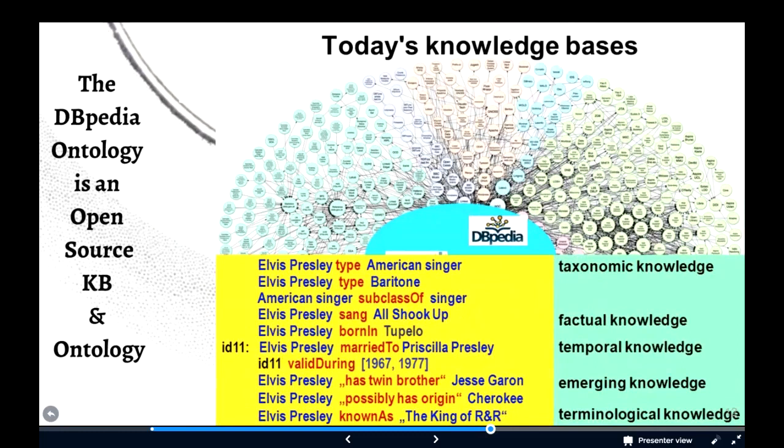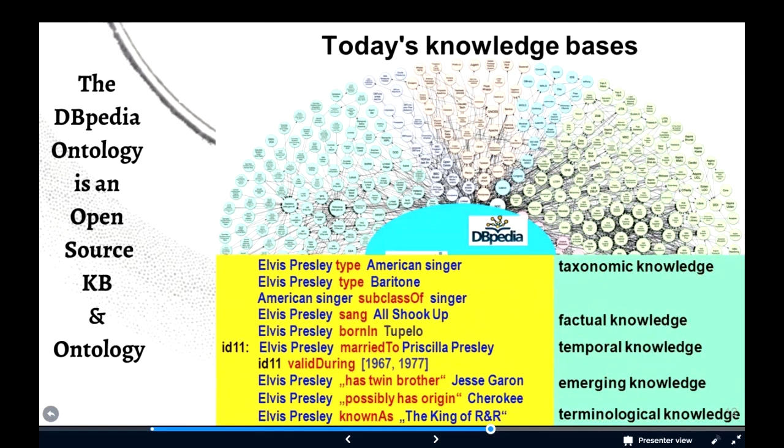So today's knowledge bases are very extensive and cannot be limited. And DBpedia's ontology, one single ontology, is not only open source and a knowledge base, but also an ontology. And part of that ontology is taxonomic knowledge, factual knowledge, temporal knowledge, emerging knowledge, and terminological knowledge.